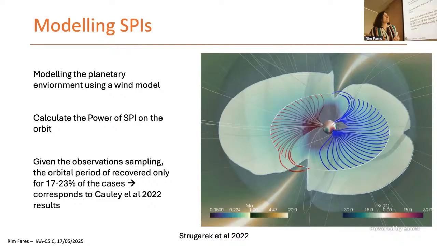What I want you to see is that you do have these connections, even when you take a wind model. So more complicated, I would say, or more complete than a simple potential field source surface model. All of them also connect to the equator.